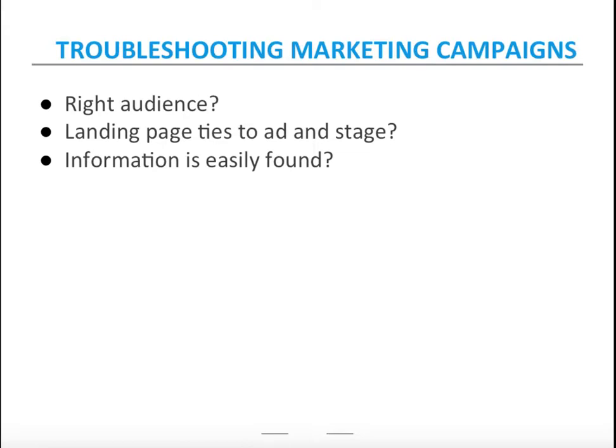So let's say that you're building your campaign and you've launched it and things are all wrong. You're getting a lot of traffic, but for some reason your bounce rate is really high. You're not getting any conversions and you're not really sure what the problem is. So what are some steps that you can go through? Well, first and foremost, you obviously want to go through the past steps. So are you targeting the right audience? Are they in the right stage of their journey? Does the landing page tie to the ad and the stage?